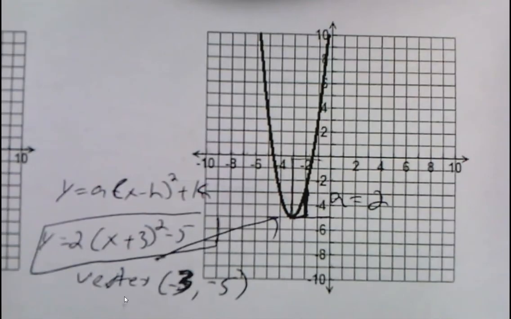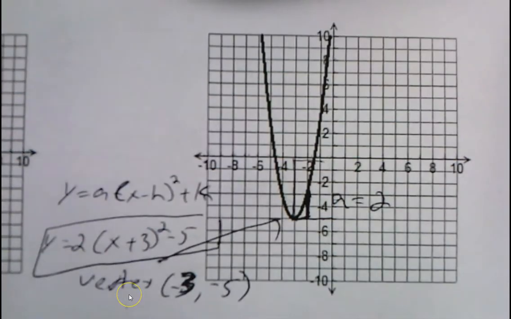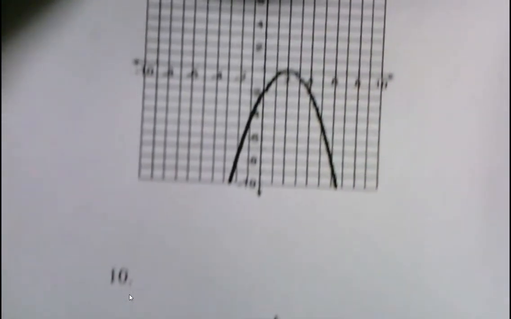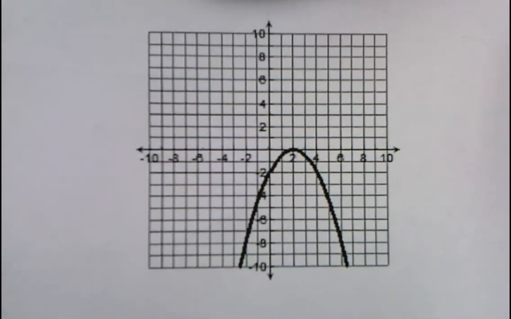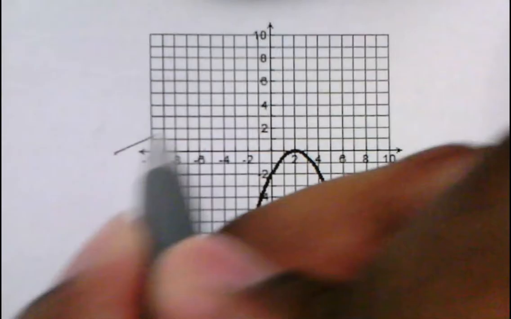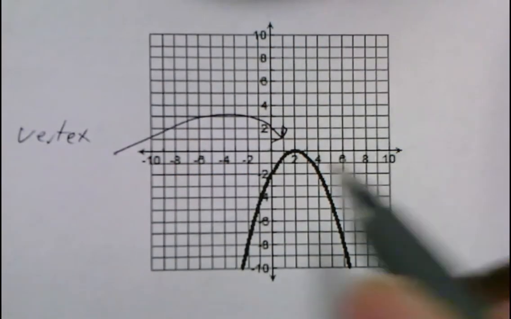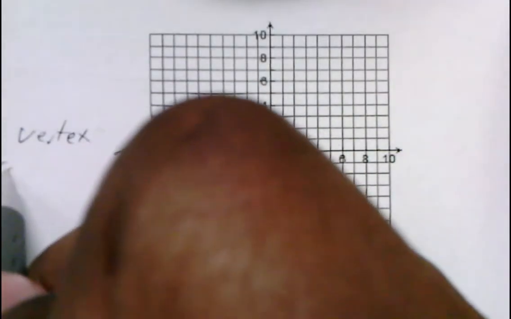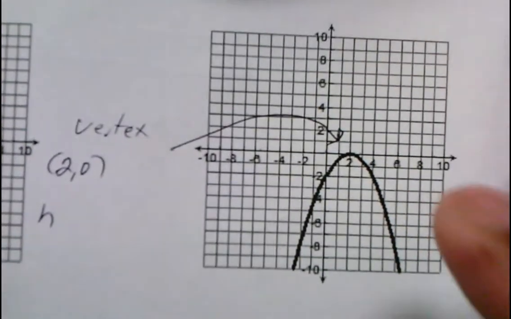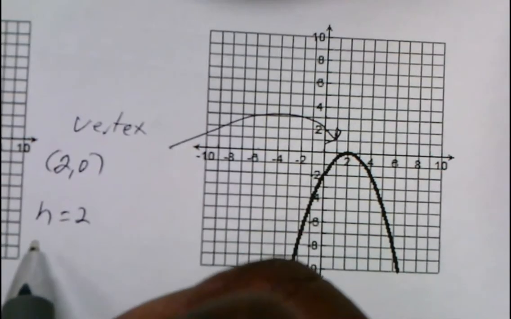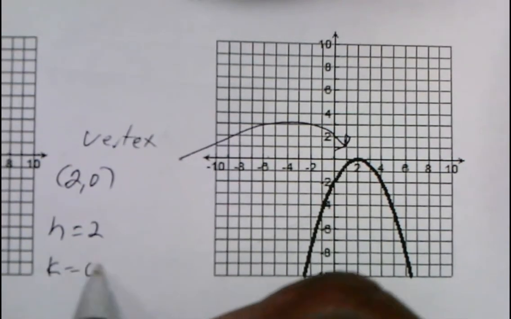But if not, I'll give you one final one. If you think you got it, you can stop the video. My one final one is this one. Give it a shot. Alright, hopefully by now you gave it a shot on your own. And let's do it. My vertex is here. So my vertex is at positive 2, 0. So that's h. So I know h equals 2. And I know that k equals 0.